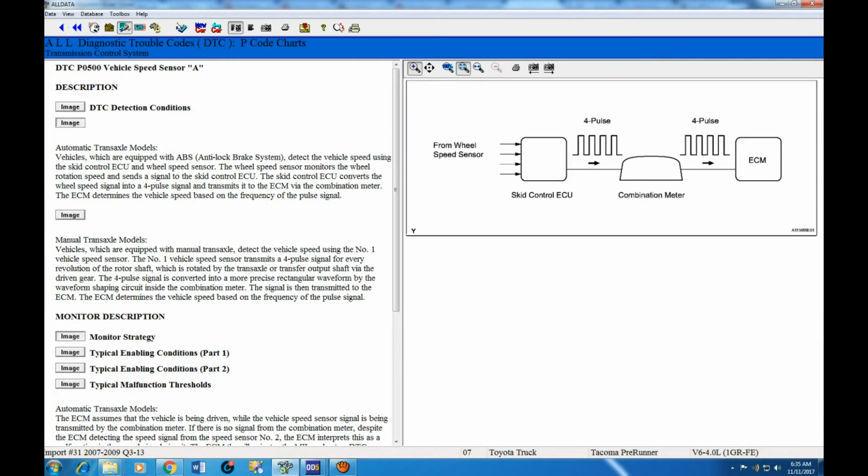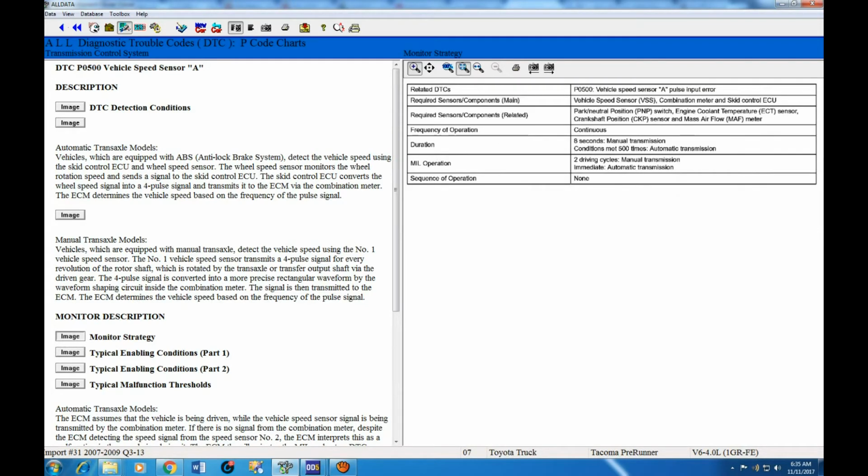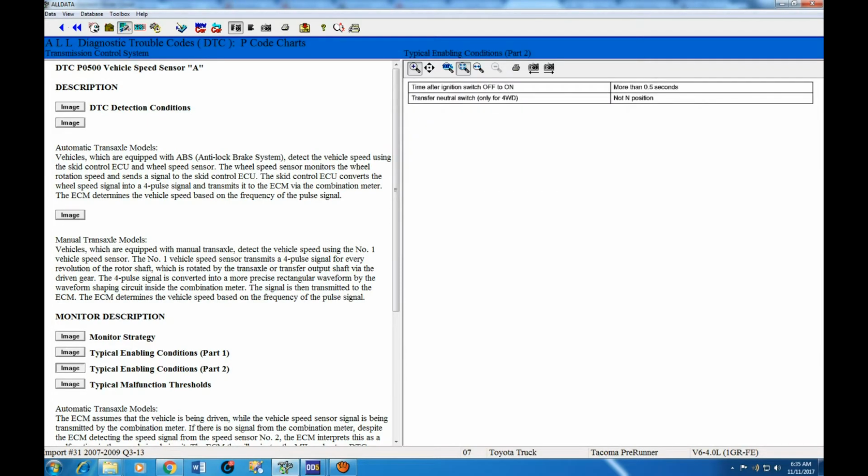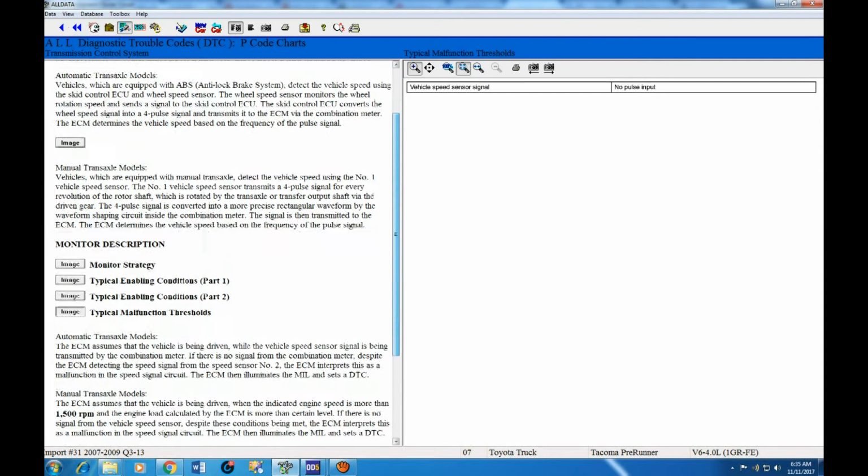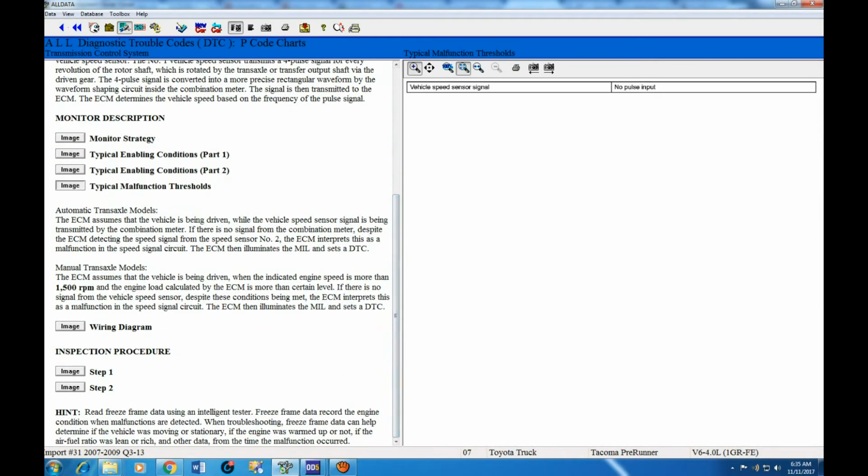Okay. Monitor strategy. This is for a manual transmission. Condition. What I wanted to see. Okay. But the hardest part comes here. Automatic transmission model. The ECM assumes the vehicle is moving, as being transmitted by the combination meter. The meter is by the ECM detecting the speed signal from speed sensor number 2. Okay.